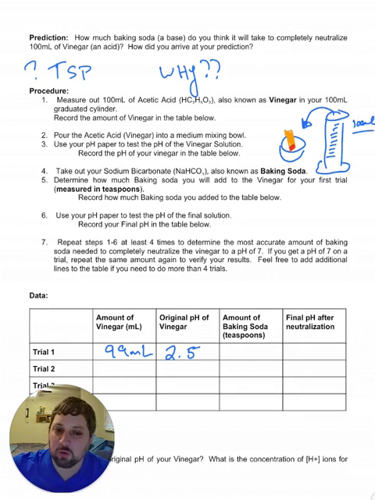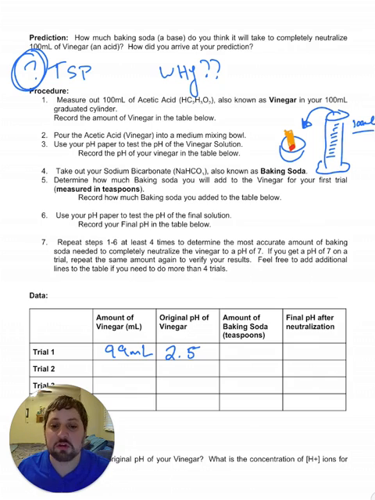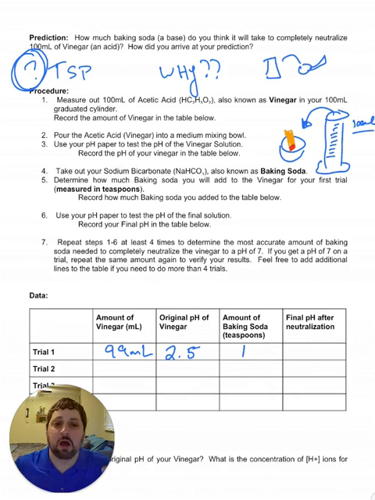Once we have our vinegar in our bowl, once we have our pH taken, what we are going to do is measure out the predicted amount of teaspoons. Remember, back up here, we've predicted a number of teaspoons. We're going to measure that out, and we are going to record what we've measured out in our data table. So, arbitrarily speaking, let's just say I measure out 1 teaspoon. So I'm going to grab my box of baking soda, put it into my teaspoon, and I'm going to wait.